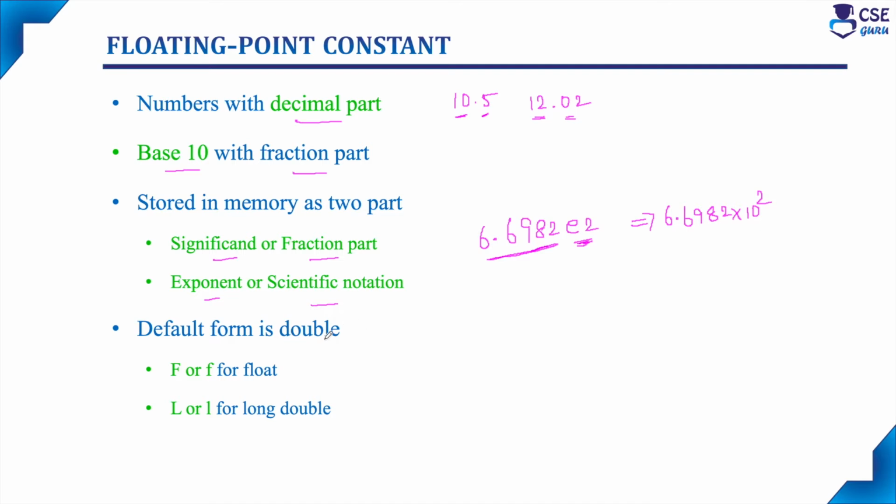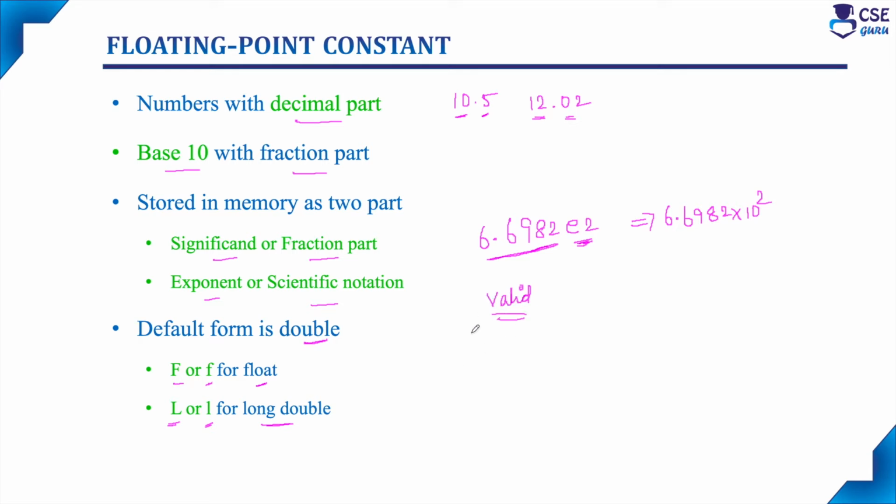And the default form of floating point constant is double. And if you are representing capital F or small f, that is representing a float constant, and its default form is double. And if you want to represent the floating point as a long double, we have to represent it with capital L or small letter l. So this is nothing but the floating point constant.